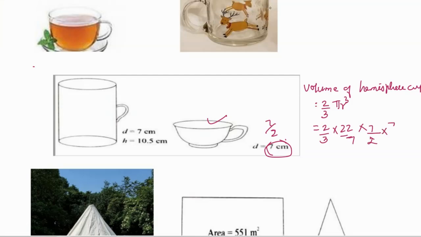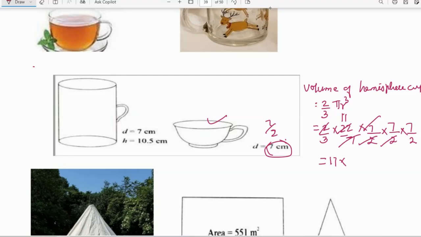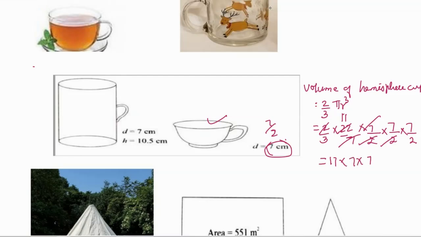7 by 2, 7 by 2, 7 by 2, 3 times. So now 7 and 7 cancel, 2 and 2 get cancelled. 2 1 time, 2 11 times. So we have 11 into 7 into 7, divided by 3 twos are 6. So it will be 49 into 11. 49 into 11 will be 539 divided by 6.